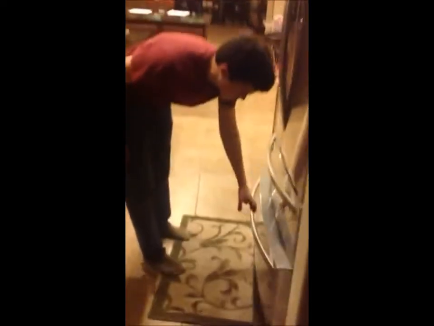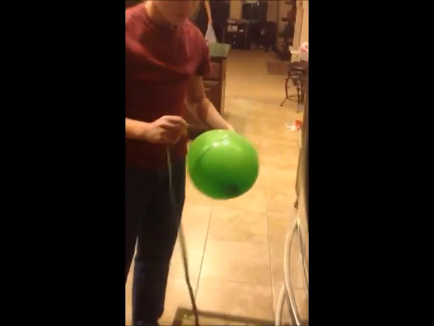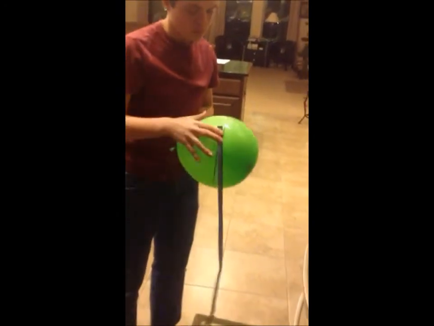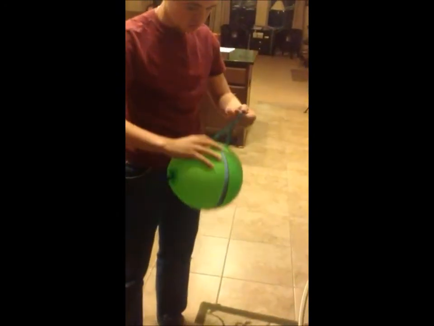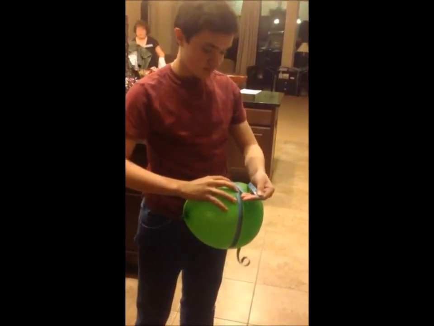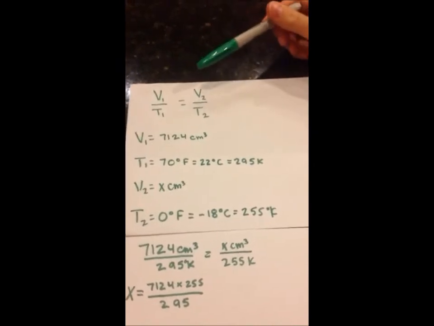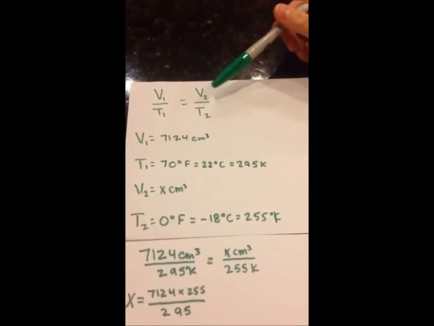I'm going to measure the circumference of the balloon after it's been in the freezer for half an hour. And it is 71.5 centimeters. In this experiment, I used V1 over T1 is equal to V2 over T2.